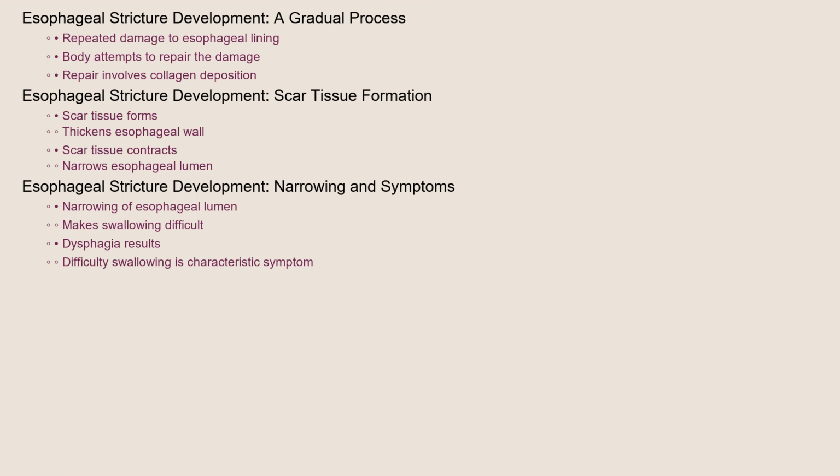The development of an esophageal stricture is a gradual process. When the esophageal lining is repeatedly damaged, the body attempts to repair the damage. This repair process often involves the deposition of collagen, leading to the formation of scar tissue. Over time, this scar tissue contracts, causing the esophageal wall to thicken and narrow the esophageal lumen. This narrowing makes it difficult for food and liquids to pass through the esophagus easily, leading to the characteristic symptoms of dysphagia, or difficulty swallowing.